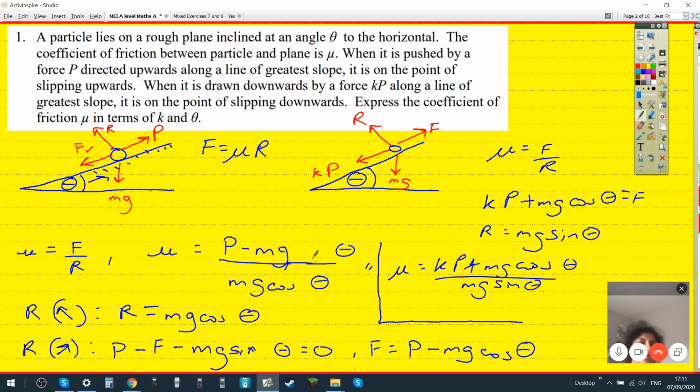I think it's because when you draw the triangle of the mg, it's the angle at the top that's theta, not the other angle. I think I know why it's cos.